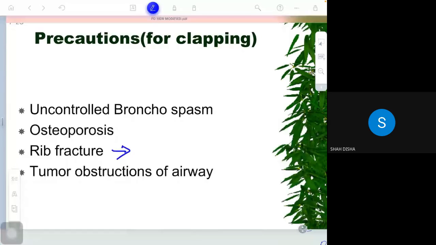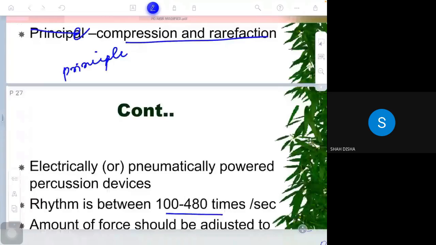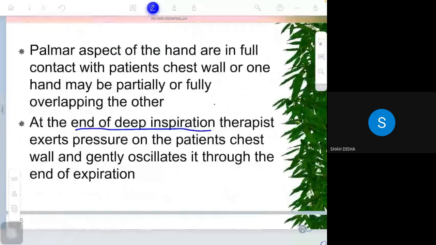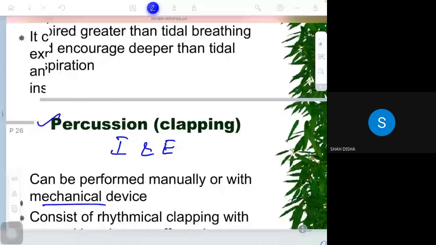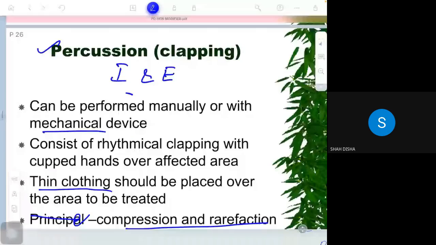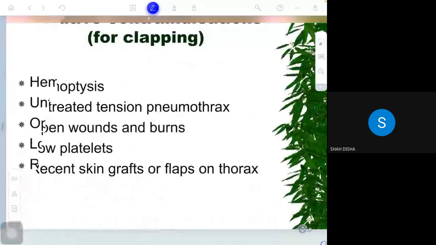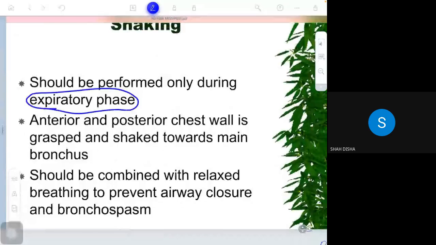You cannot perform clapping over a fractured rib, or if there is any tumor or obstruction in the airway. So this is about clapping. And vibrations we already discussed. Vibrations can also be performed during both inspiratory and expiratory phase, and percussion also can be performed during inspiration and expiration. These are some relative contraindications. And shaking should be performed only during the expiratory phase.